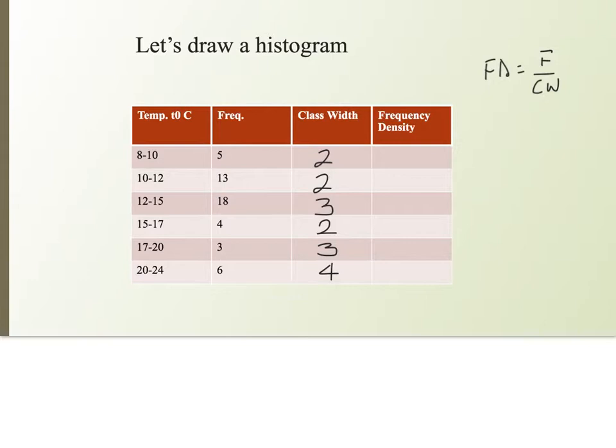So I'll just do a quick little working out over here just to show you what I'm doing. So my frequency density is the frequency of 5 divided by the class width of 2, which gives me 2.5. So in here goes 2.5. Just one more calculation for the next one. The frequency density for the next one is equal to 13 divided by 2, which is 6.5. So you can see here, that's my 13 divided by the class width. 6.5 goes in there, so 6.5.